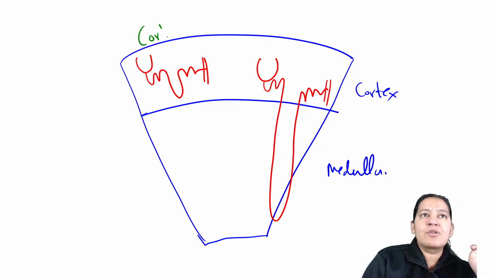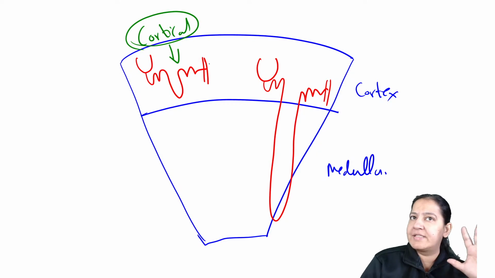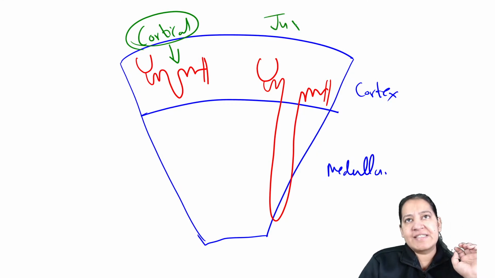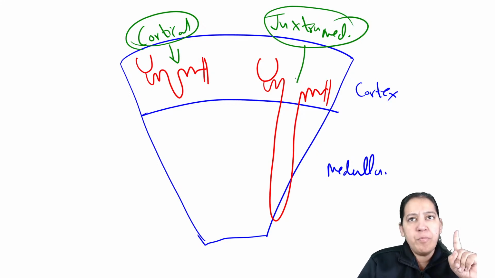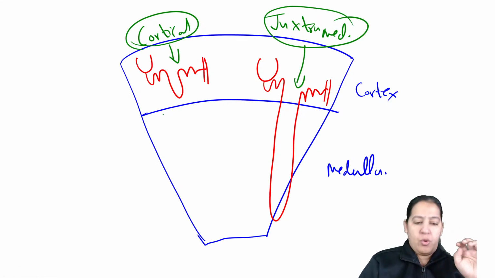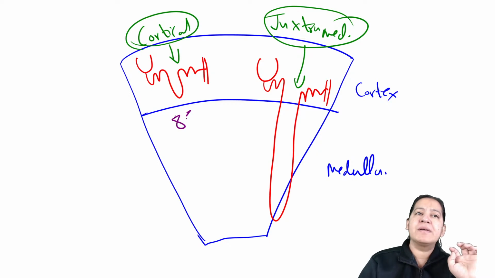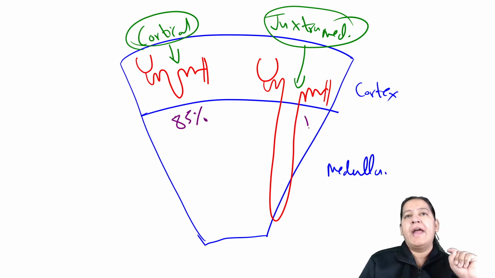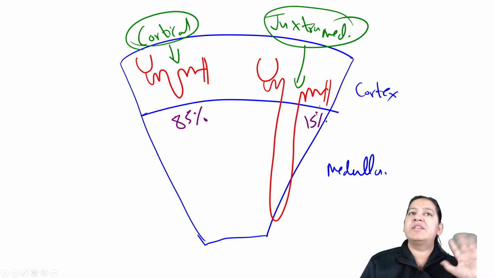This nephron is cortical nephron because the entire nephron is in the cortex. And this nephron is juxtamedullary nephron, in which loop of Henle is going in the medulla. Now, what I am saying, 85% of the nephrons are this way and only 15% of the nephrons are juxtamedullary.